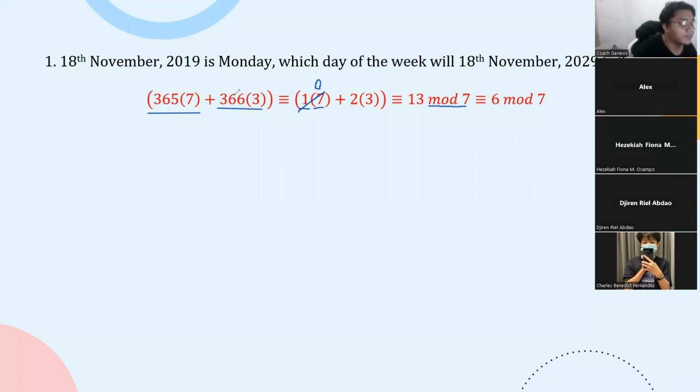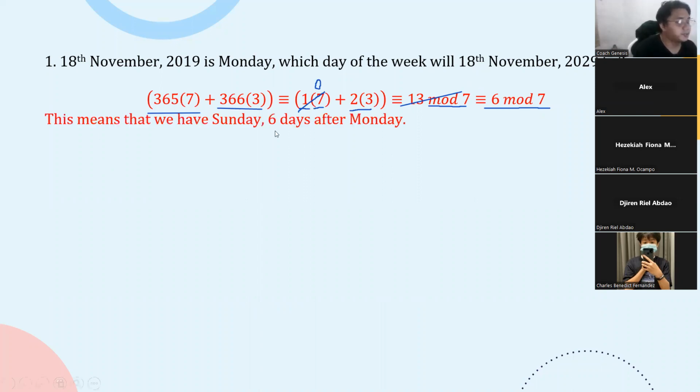Then we have 366. 366 divided by 7 will give you a remainder of 2. That is why we have 2 times 3 here. Now, 2 times 3 is equal to 6 modulo 7. We could just keep this part right here, and then we have 0 plus 6, which is equal to 6 modulo 7. This means that we will move 6 days from Monday, which gives us Sunday, 6 days after Monday. So that is number 1.